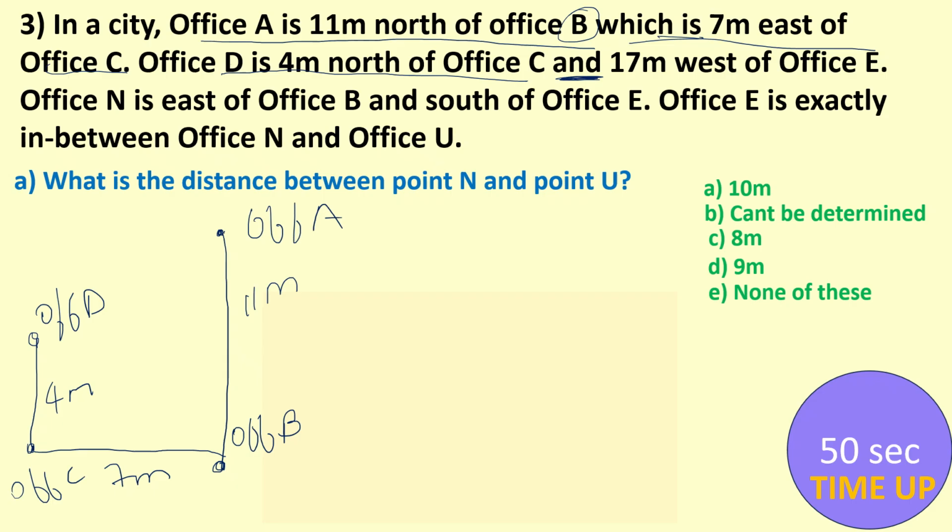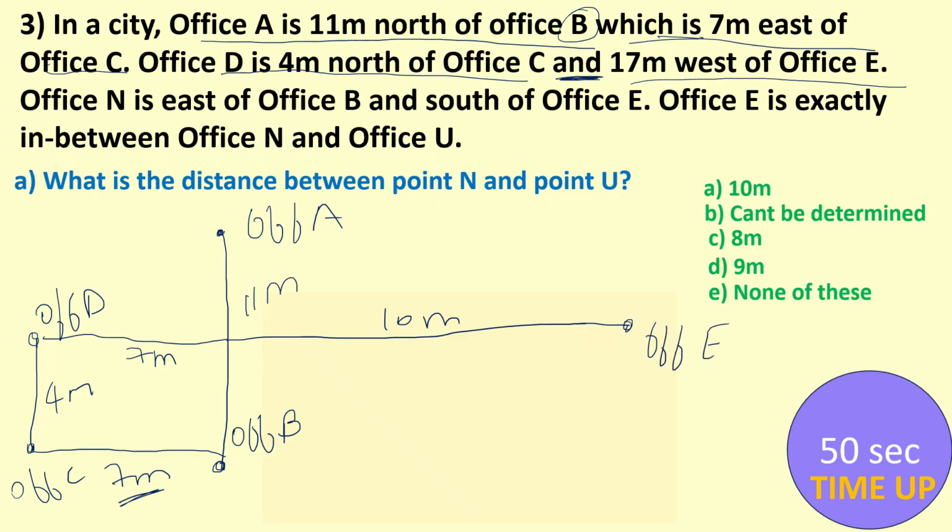And office D is 17 meter west of office E. So it should be west. So in this direction only, this will be 7 meter because this is 7 meter. 10 meter more we need to make it 17 meter. Now office E is somewhere here.